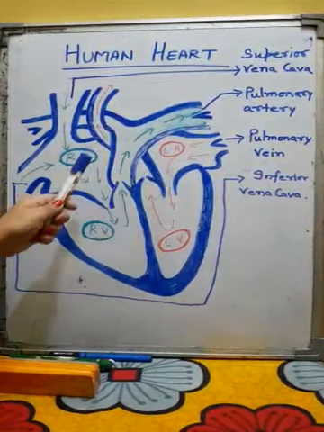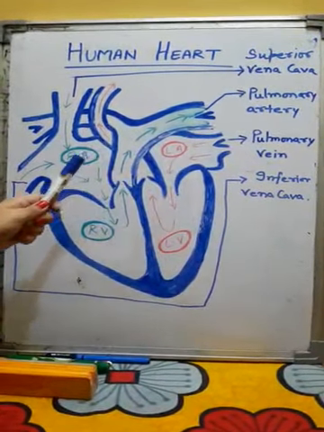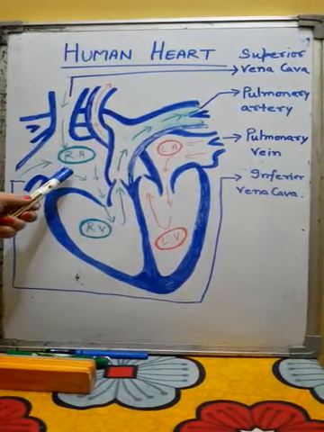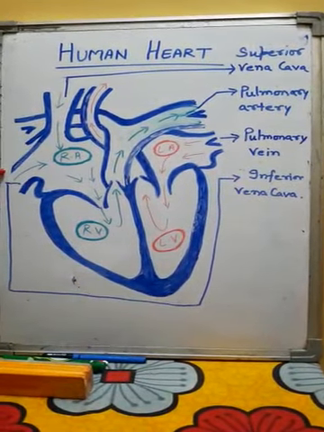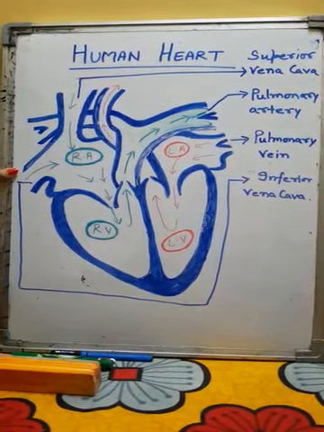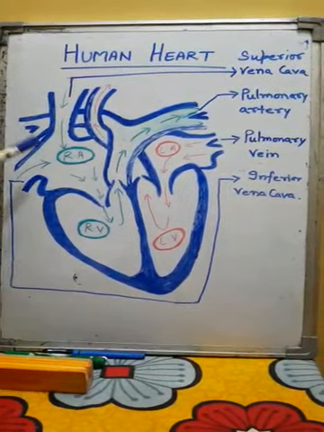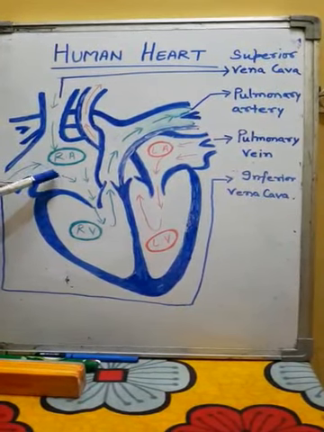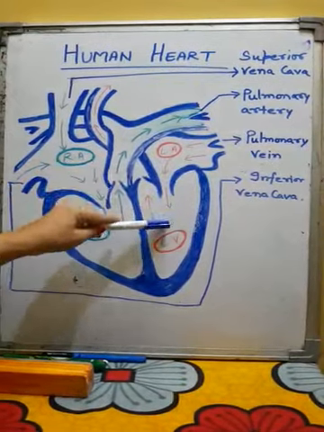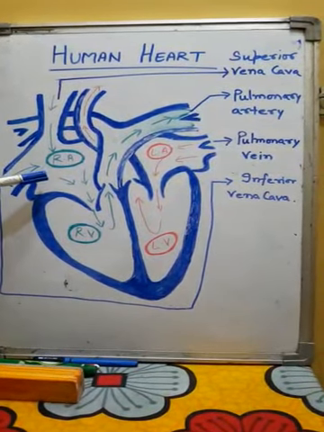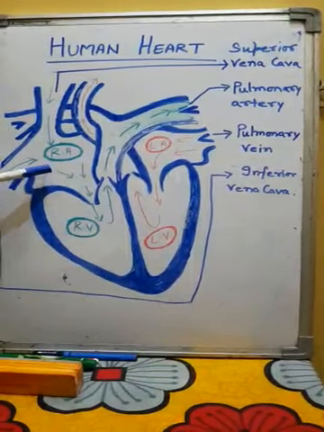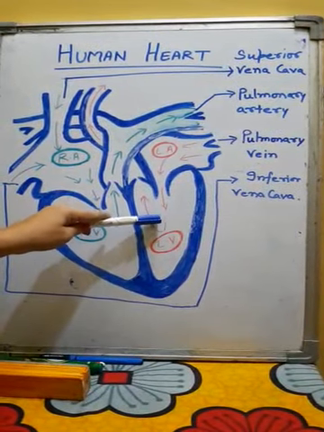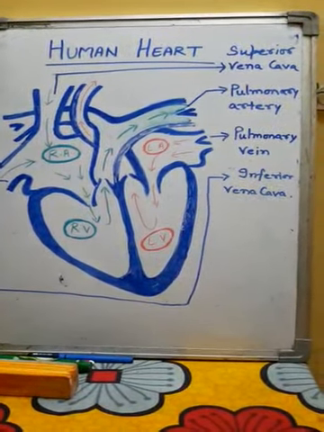As a result, both the atria expand and get filled up with blood. Both the atria expand at the same time. It is called diastole, auricular diastole. Afterwards, both the atria contract together and release their blood into the respective ventricles. Means the right auricle contracts and pours its blood into the right ventricle, and the left auricle contracts and pours its blood into the left ventricle. It is called systole.